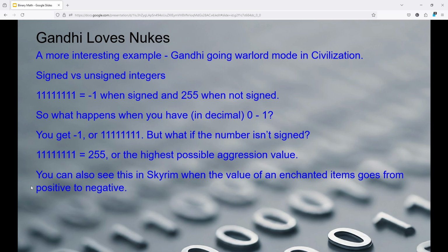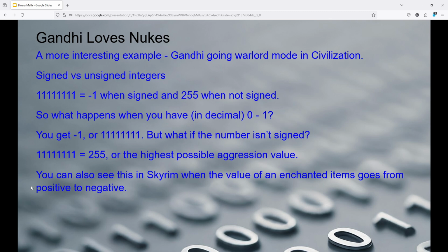So if you have 0 in decimal and you subtract 1, well, you get -1, or bits 11111111. I think I might have said too many ones there. But now what if that number isn't signed? 8 ones in binary has the value of 255, or the highest possible aggression value.